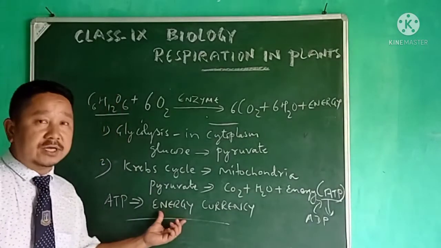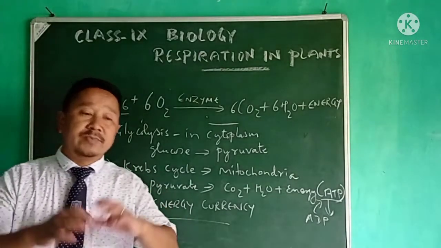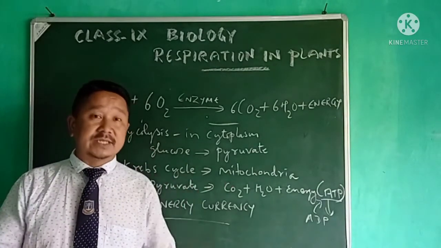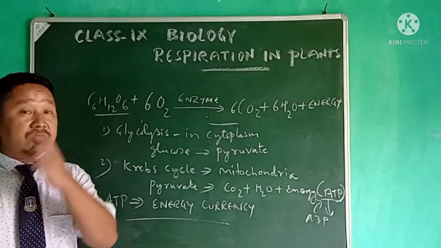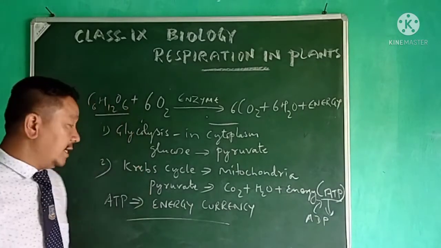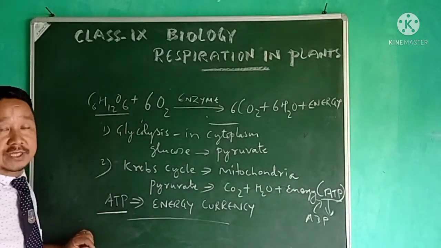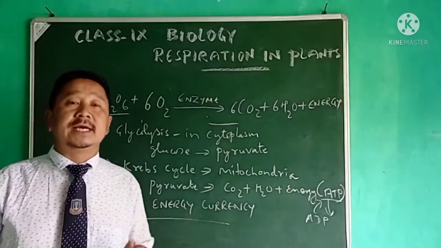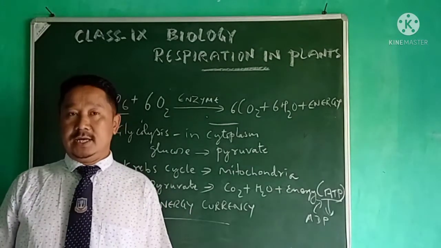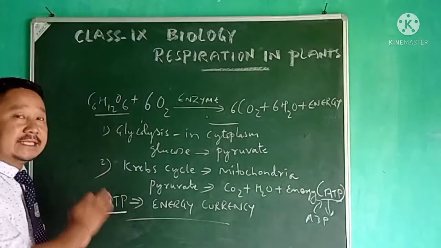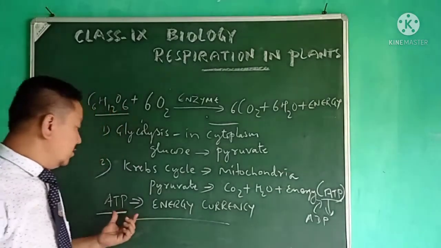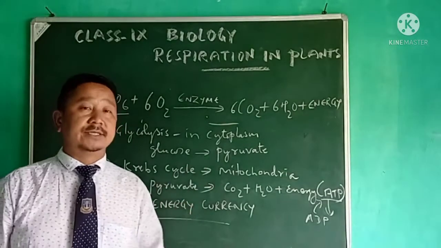Similarly, in the body also, in the cells also, so many metabolic activities are there, so many reactions, so many activities which are to be carried out. These activities are possible only at the expense of this ATP. If there is no ATP, no activities are possible in the cells or in the body. That's why it is exactly the same as currency. That's why ATP is also known as energy currency.